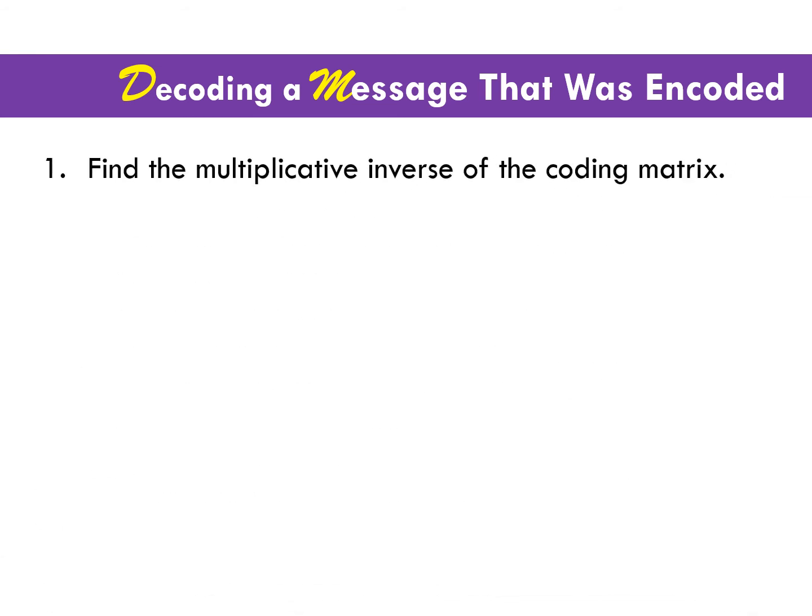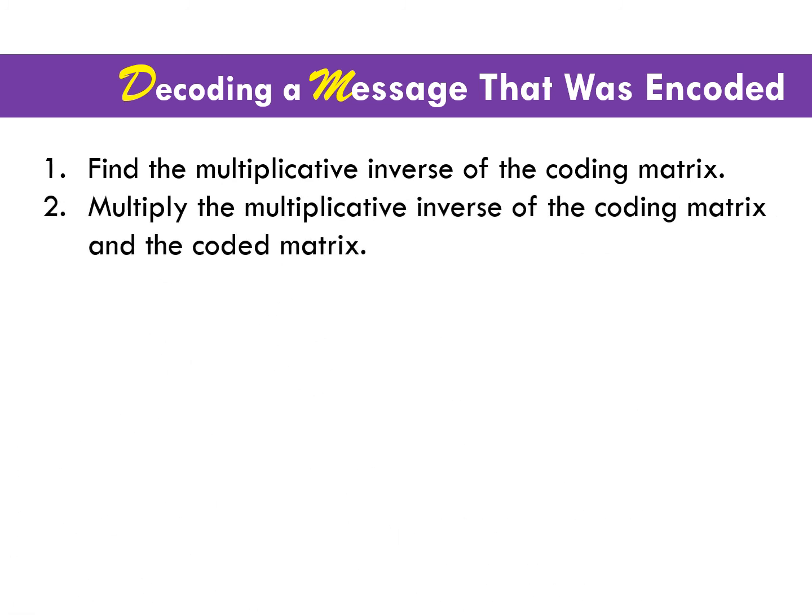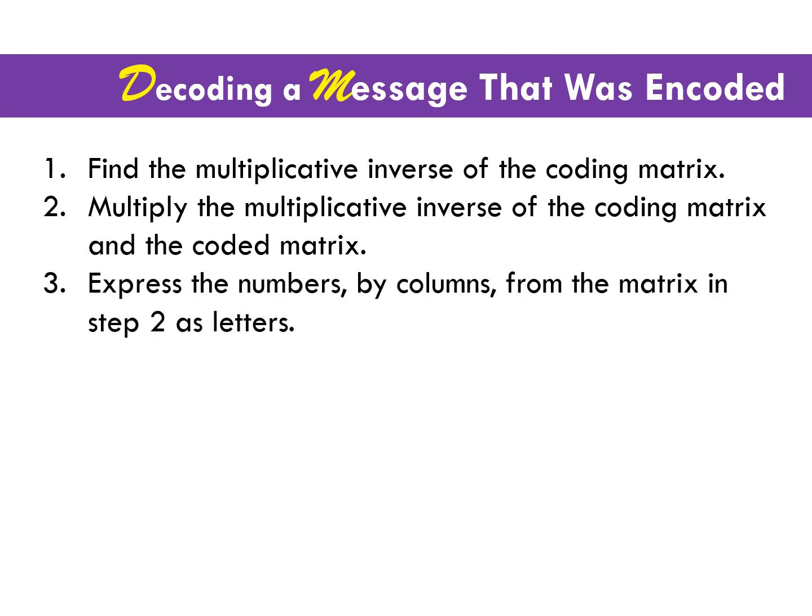Decoding is the reverse of encryption. It is the transformation of encrypted data back into some legible form. To use matrices in decoding secret messages, our procedure is as follows. First, find the multiplicative inverse of the coding matrix. Second, multiply the multiplicative inverse of the coding matrix and the coded matrix. Last, express the numbers by columns from the matrix in step 2 as letters.